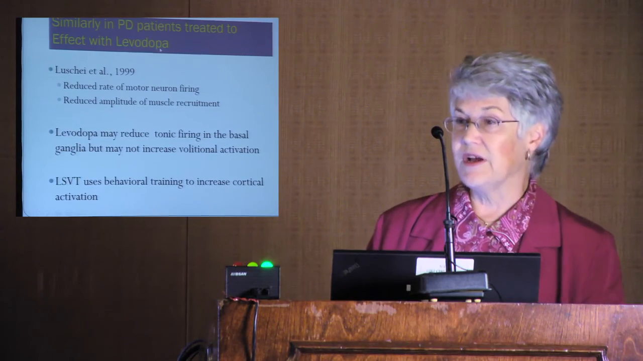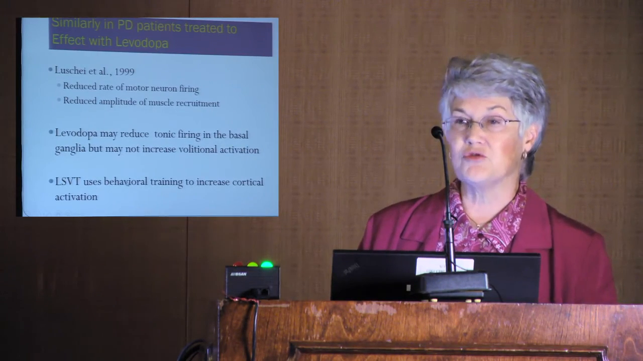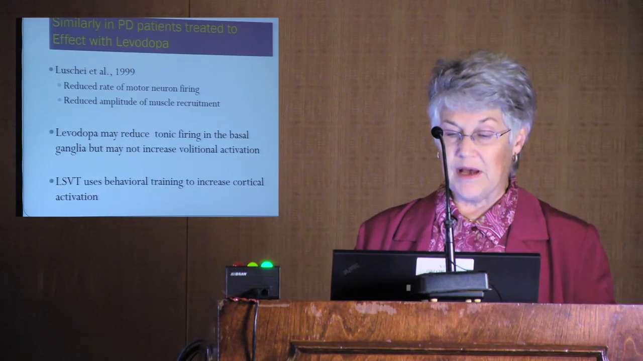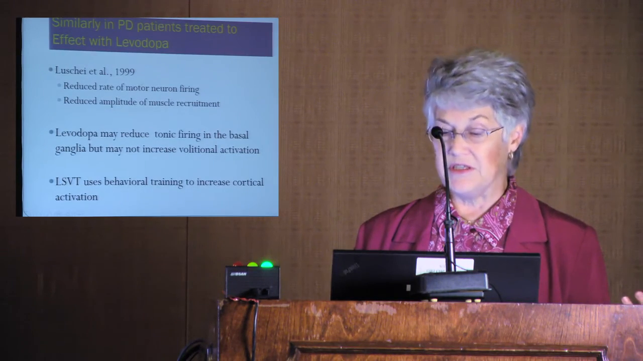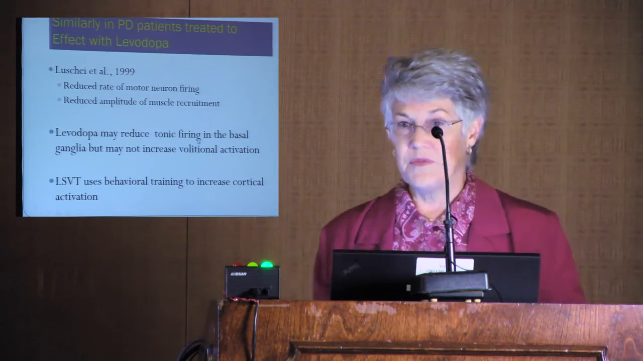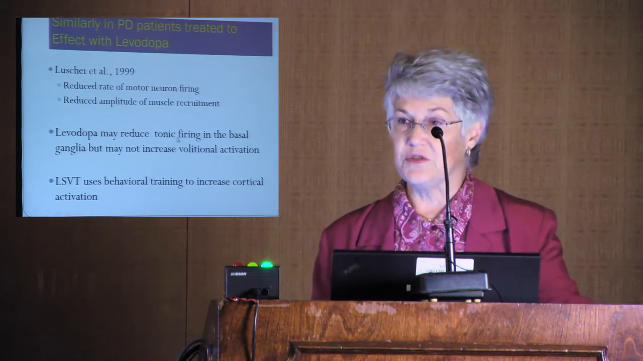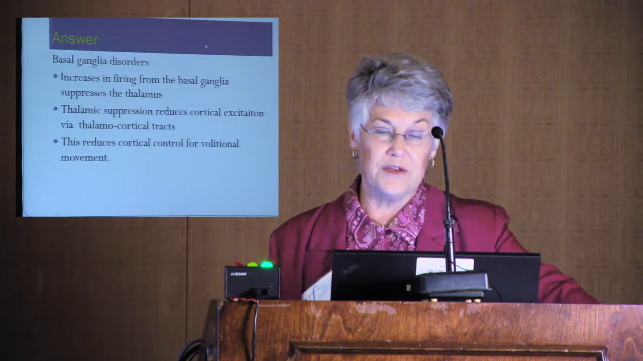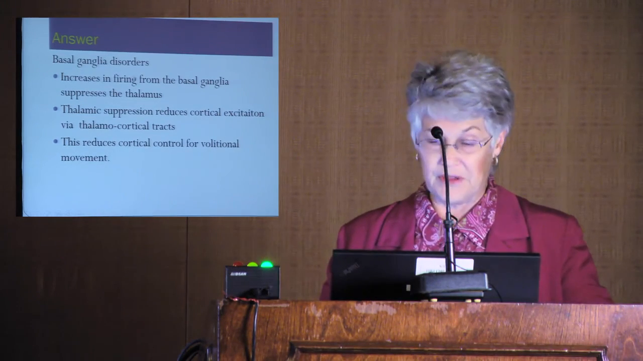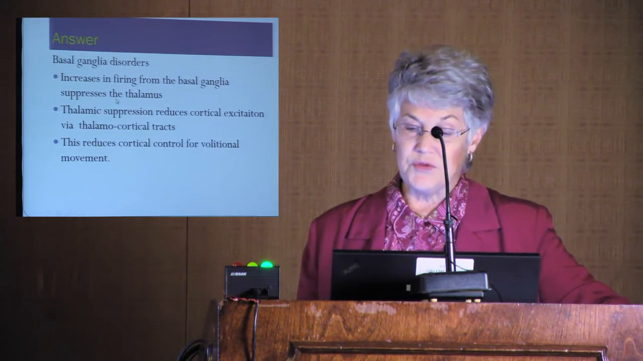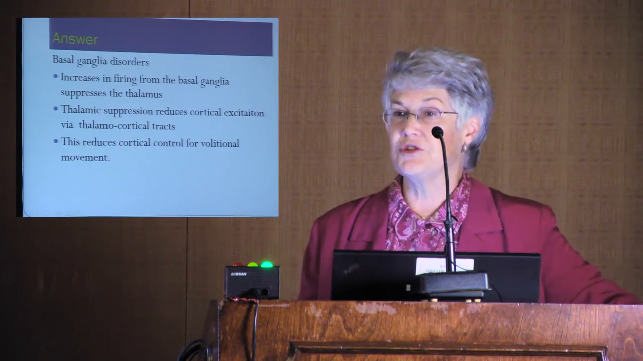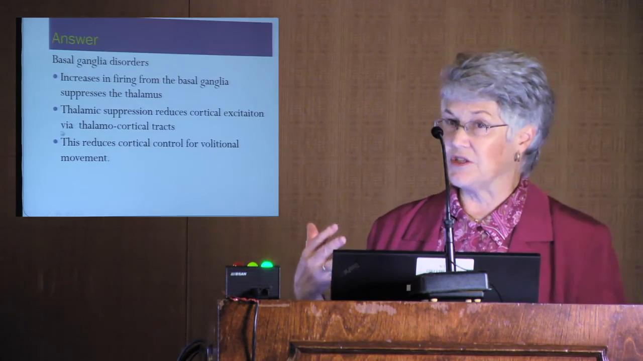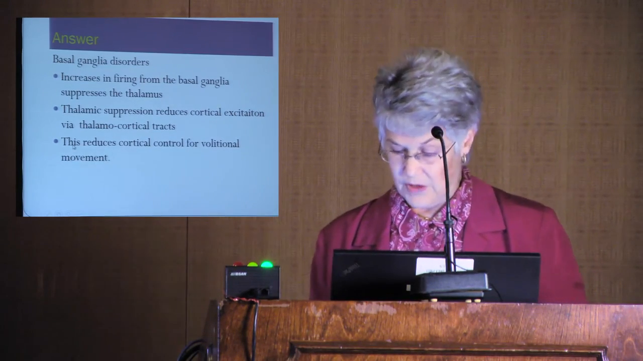Because LSVT addresses the ability of the patient to behaviorally control the laryngeal muscles by upregulating and using loud speech. Even though levodopa reduces some of that basal ganglia hypertonicity, it doesn't help the cortical activation. So these two parts of some of these disorders are important. So the answer is basal ganglia disorders can increase the firing from the basal ganglia that will suppress the thalamic input to the cortex, thus reducing cortical excitation for volitional control of the laryngeal muscles for speech. And that's why addressing the patient's cortical functioning and increasing that will help these patients.